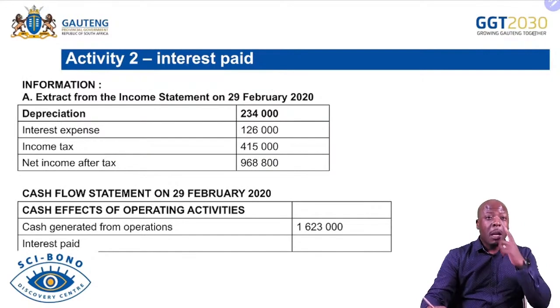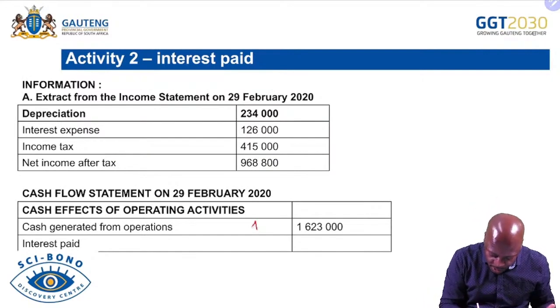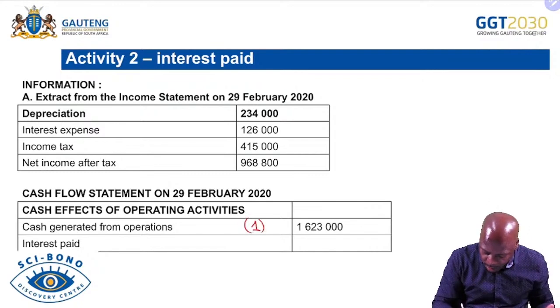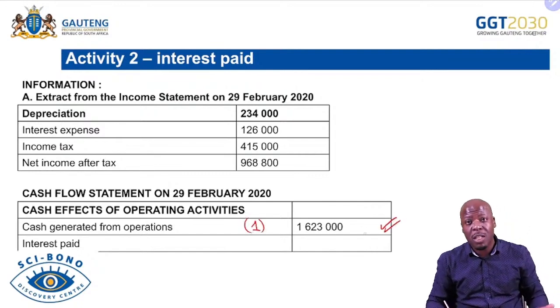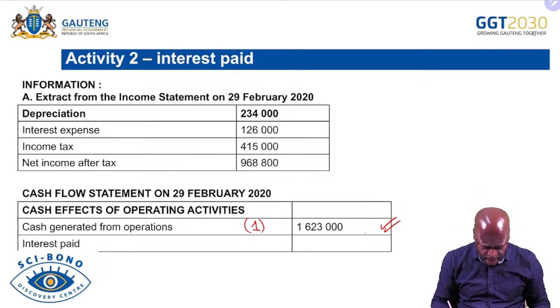Now, remember note number 1, they've already done it for us. Here is my note number 1. They've already done it for us. So I'm not going to stress about that. I'm going to stress about the cash flow statement itself. And the first thing is interest paid.